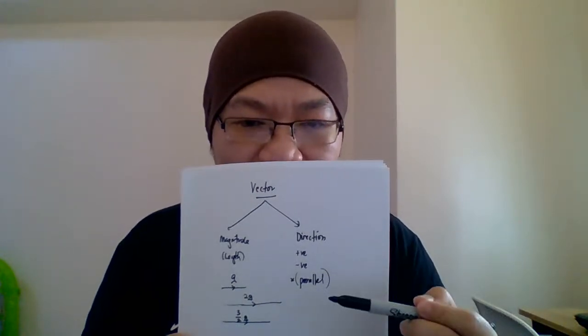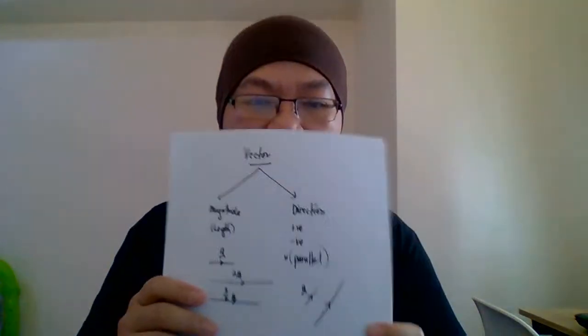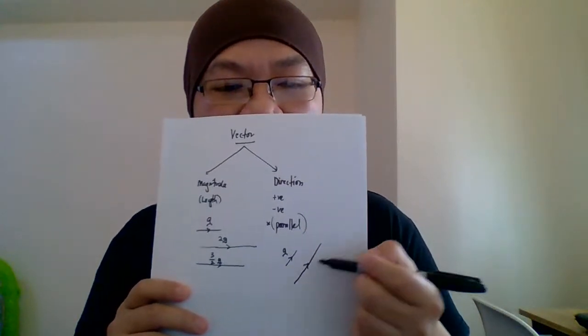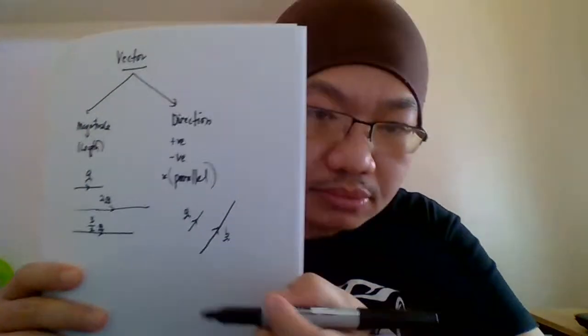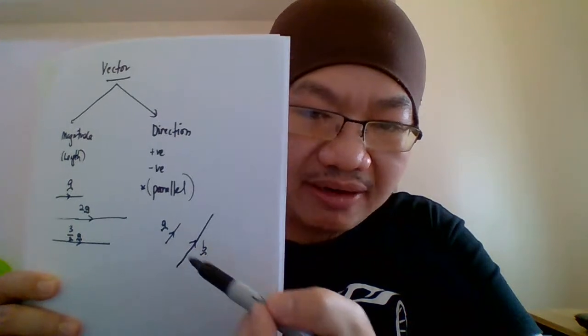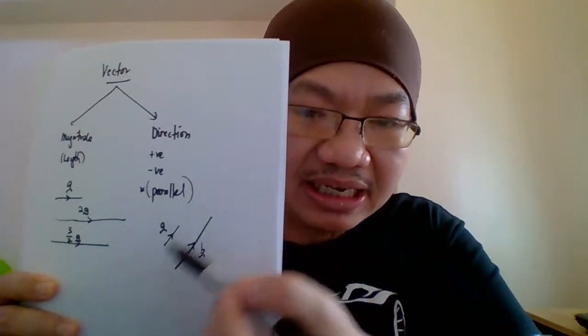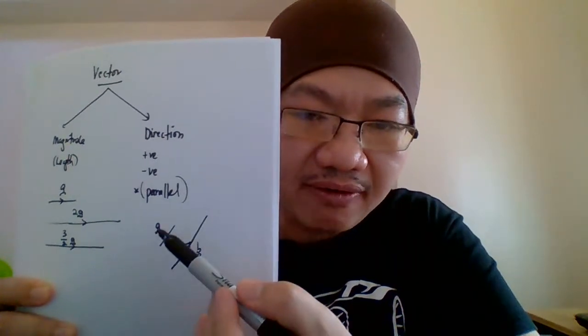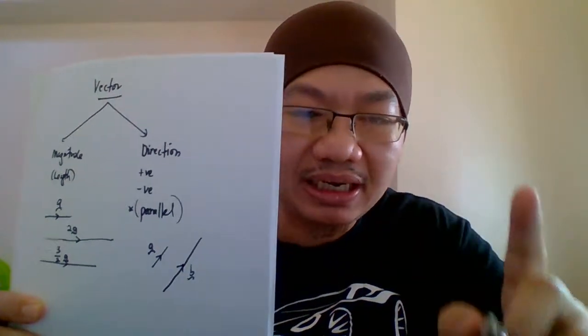Now let's talk about parallel. You already learned parallel lines before in mathematics. Let's say I have a line like this. This is my vector A and this is my vector B. So guys, what is meant by parallel? Parallel means both these vectors have the same direction. But for your information, the magnitudes of A and B are not necessarily equal.